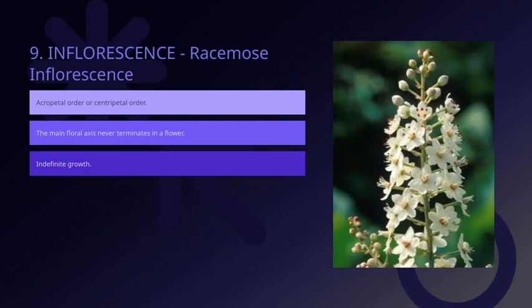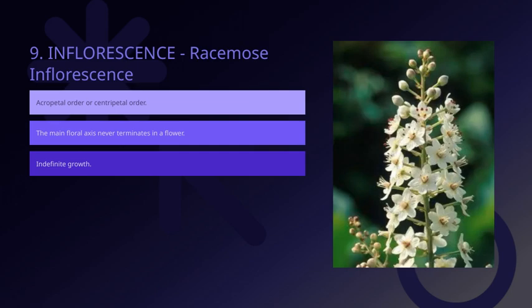Let's talk about indefinite growth. In many plants, the main floral axis, which is essentially the central stem of the inflorescence, never actually terminates in a flower. Instead, it continues to grow indefinitely, producing more flowers over time. This is a key feature that helps distinguish different types of inflorescences.